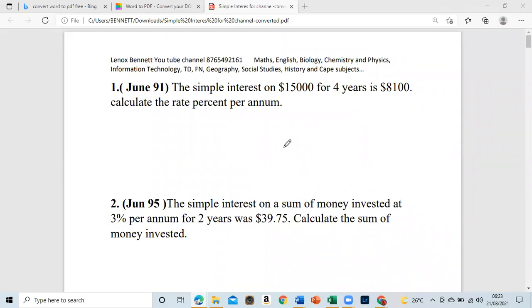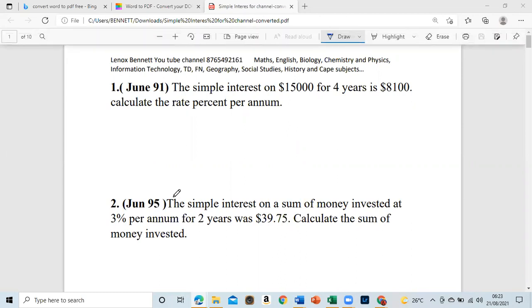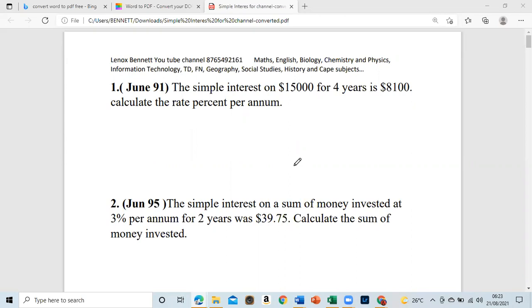All right, guys. Today we'll be looking at some simple interest past paper questions. The years represent the year. So this was June 1991. This was 95. All right. We got Mr. Montague from the Ministry of Education who provided me with this worksheet.